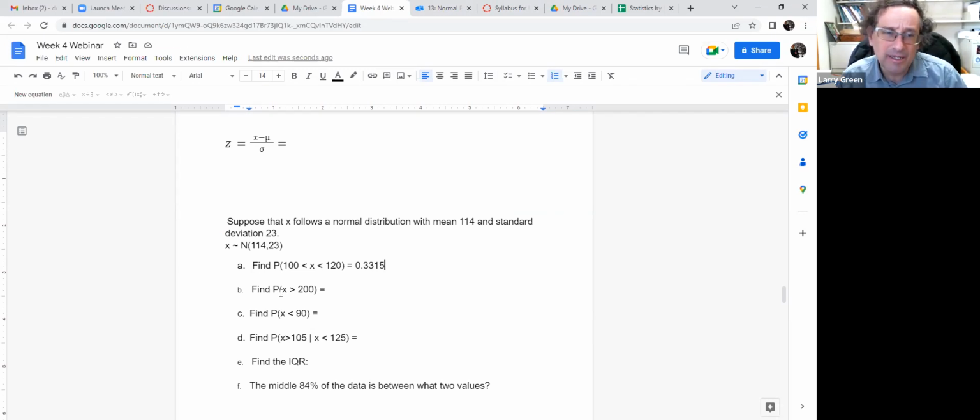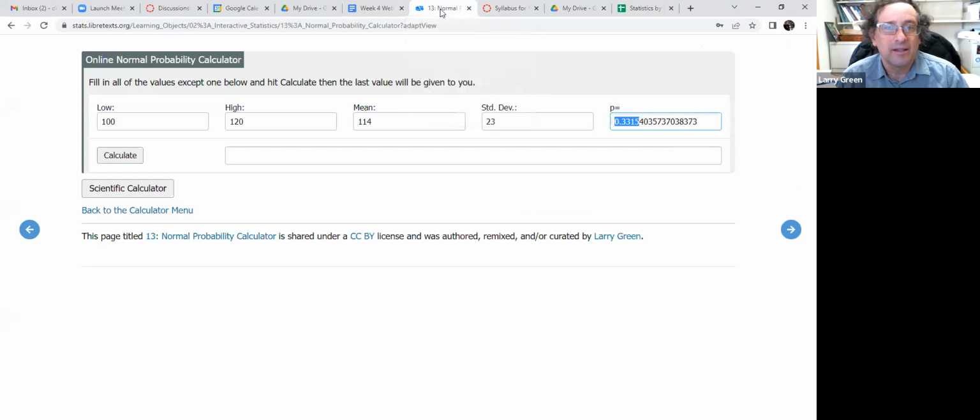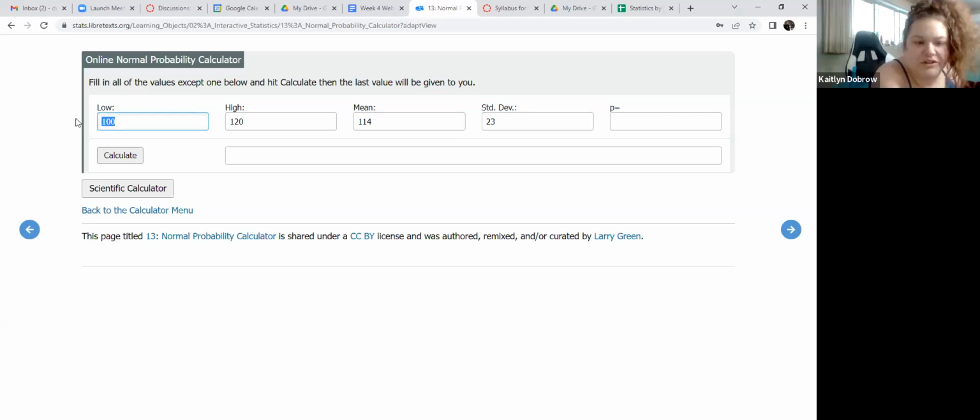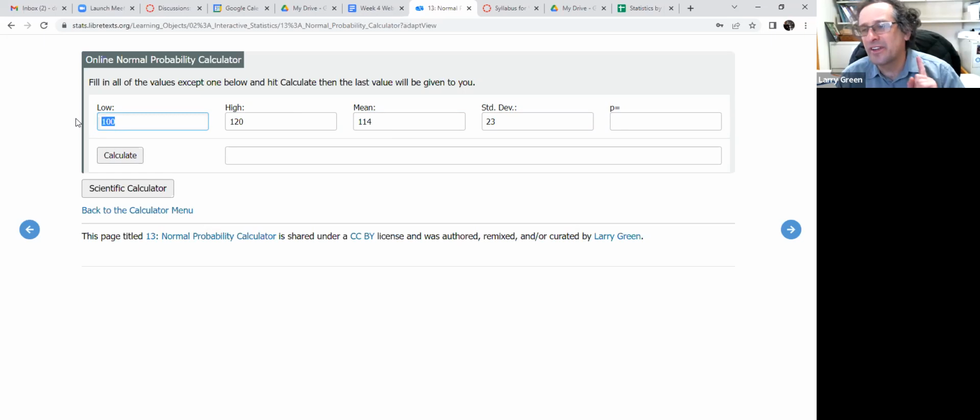Okay, so the next one, probably that x is greater than 200, and this is a little tricky. First thing is we don't know the probability, so I'm going to leave that blank. The mean and standard deviation are the same. We want to be greater than 200. What's the low for greater than 200? 200. So just to note, this is a continuous distribution, so don't put 201. With a continuous distribution, you could have 200.000000001, and that would still be greater than 200. So that needs to be 200.